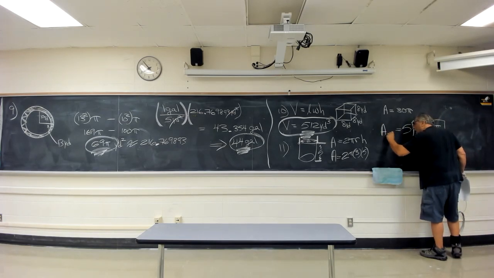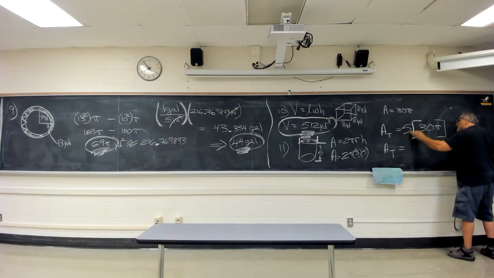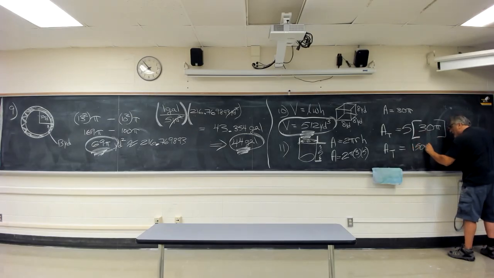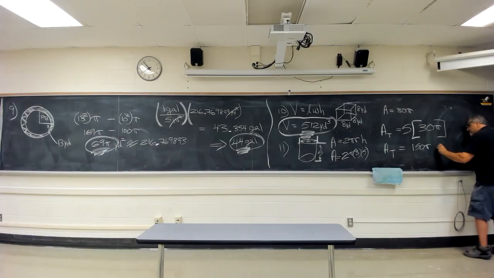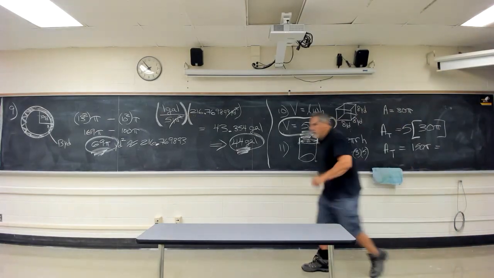Area subtotal. You do not distribute the 5. You can only distribute when there's addition or subtraction. When there's multiplication and or division going on only, you do not distribute. You hit it once. 5 times 30 is 150 times pi. Sounds good to me. 150 times pi. So let's see what we have here.